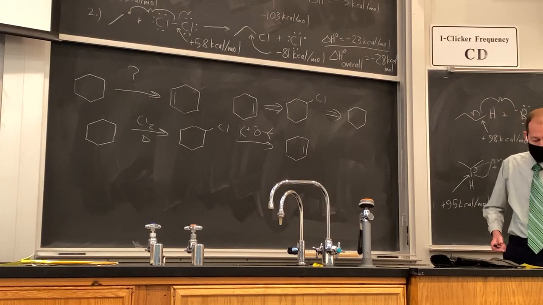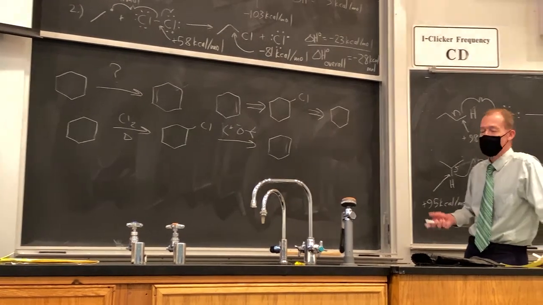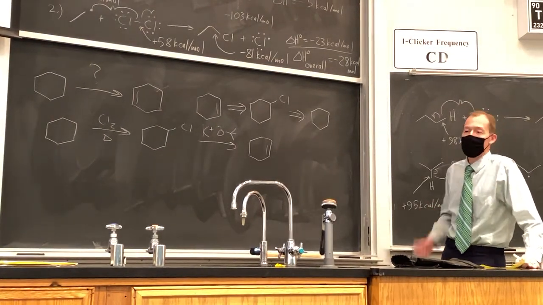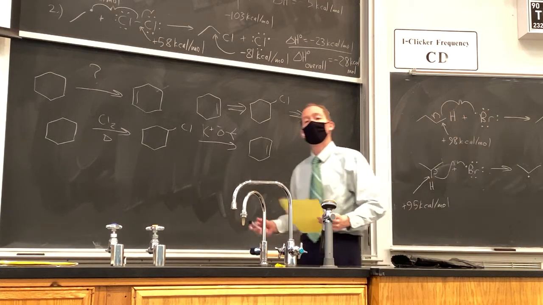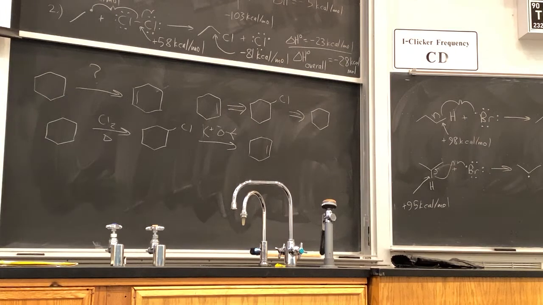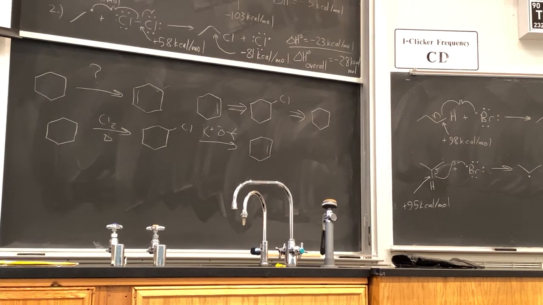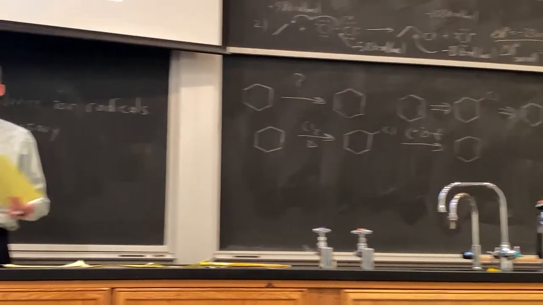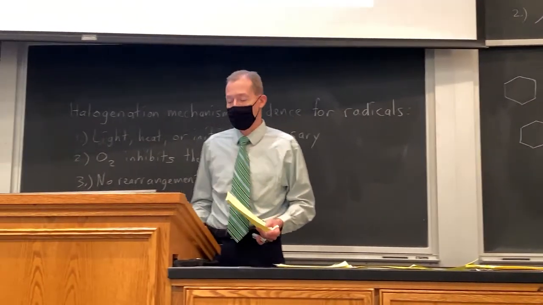So anytime you're asked to perform a multi-step synthesis and you have to start with an alkane, you're going to want to use a halogenation, because that's the only reaction we know of to introduce a functional group on an alkane. And you're going to choose bromination or chlorination depending on the type of alkane that you're starting with.